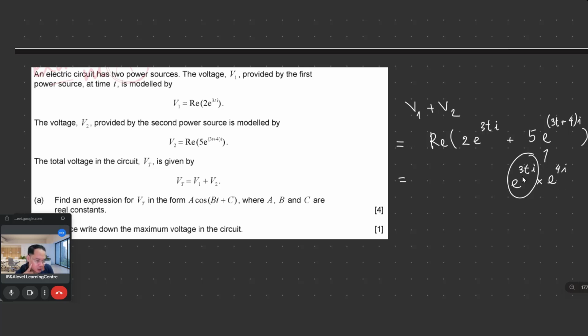Therefore, e to the power of 3ti is the common factor of the two complex numbers. I can bring that common factor outside: e to the power of 3ti, and inside, 2 times e to the power of 0, which is 1, and then plus 5e to the power of 4i. And in front of it we write the real part of this complex number.